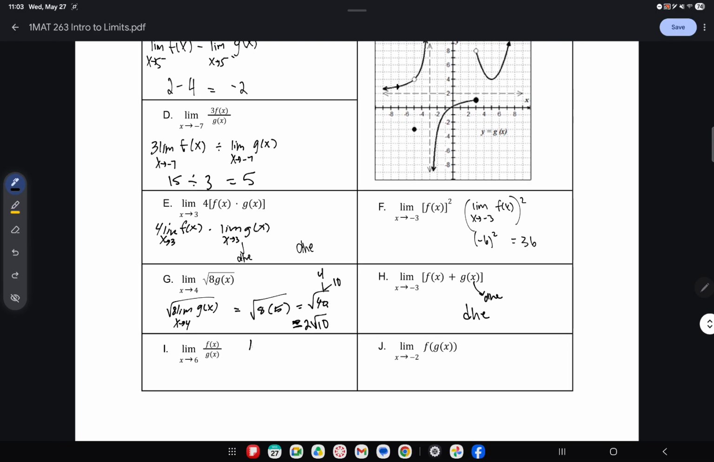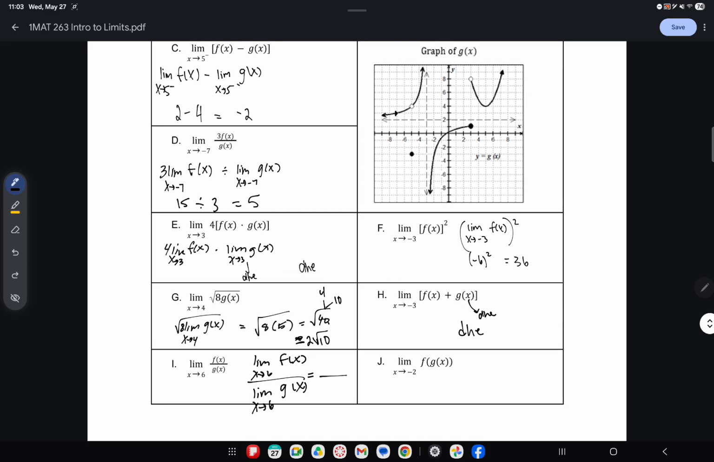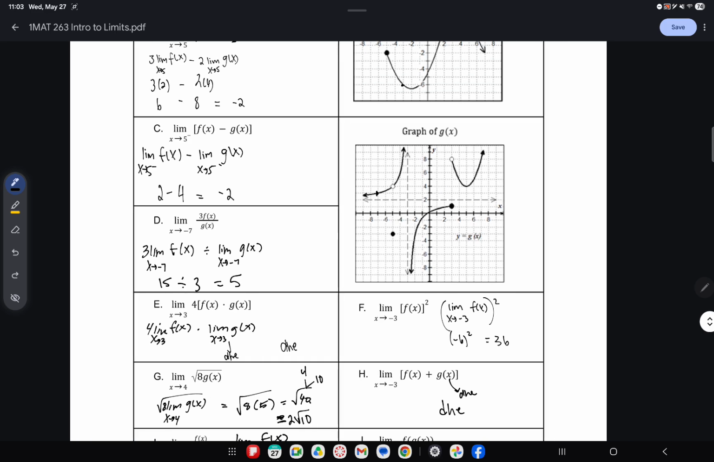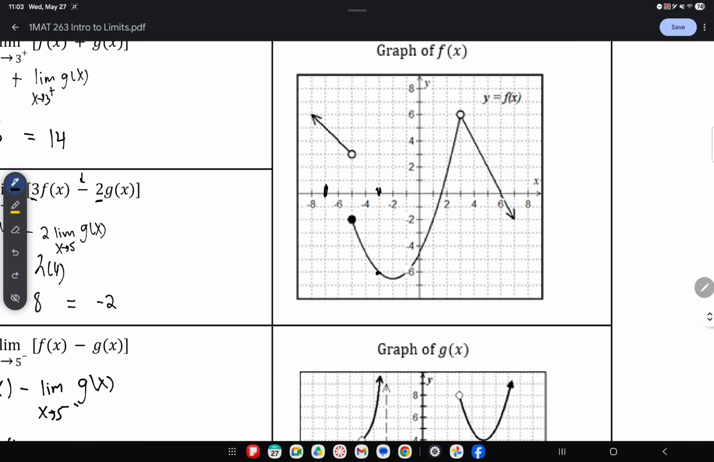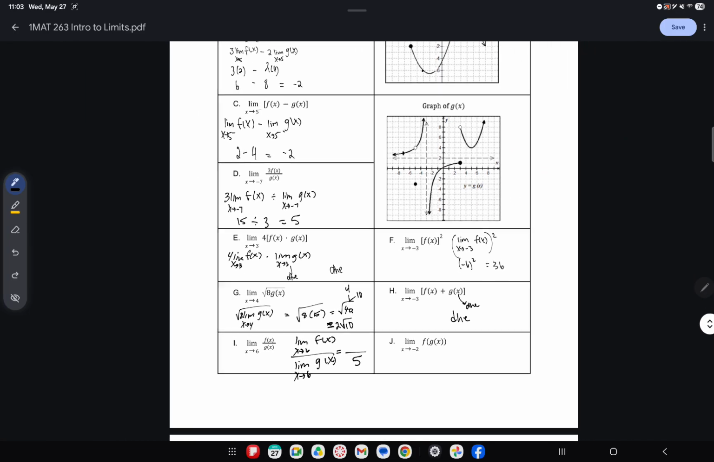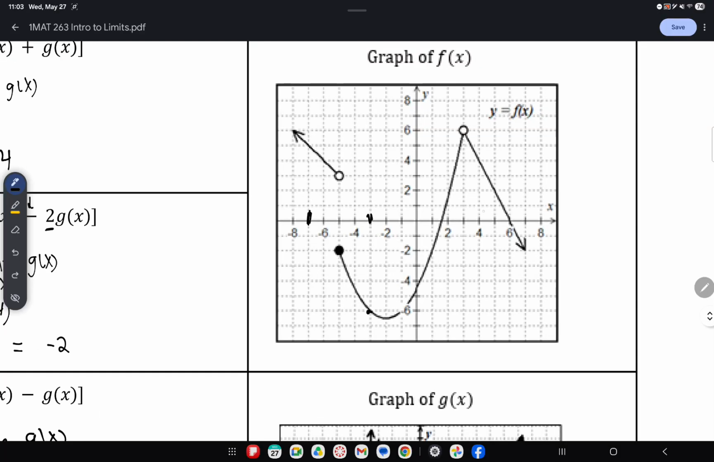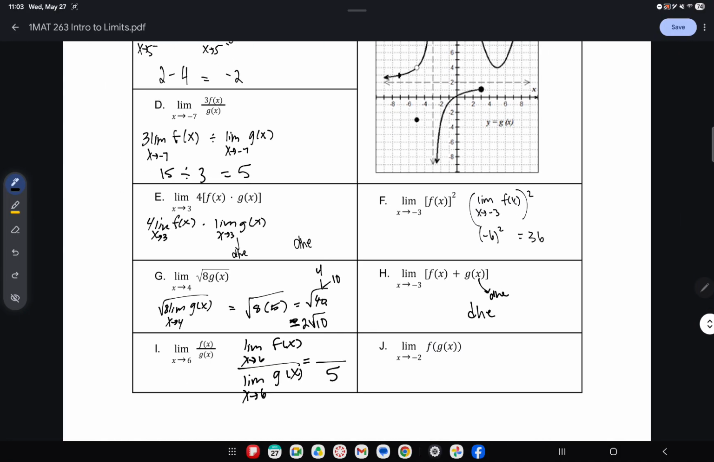All right, we have a division here. So the limit as x approaches 6 for f of x over the limit as x approaches 6 for g of x. Because I'm right here with g of x. The limit as x approaches 6 from the left and the right is 5. Let's go to f. As it approaches 6. And that was 6, or was it negative 6? Okay. 0. And 0 over 5 is 0.